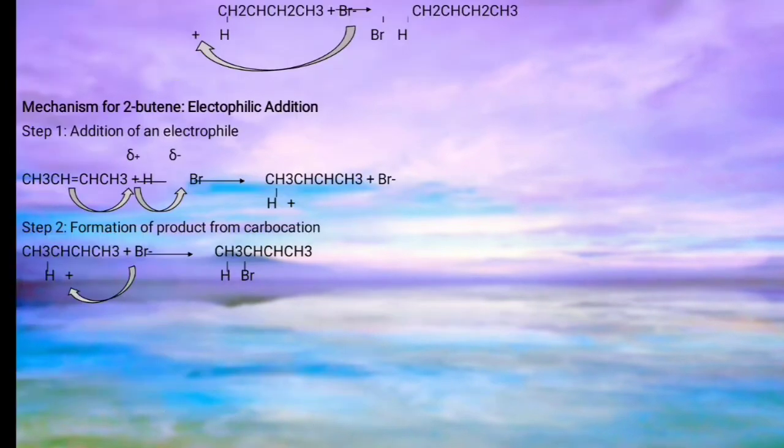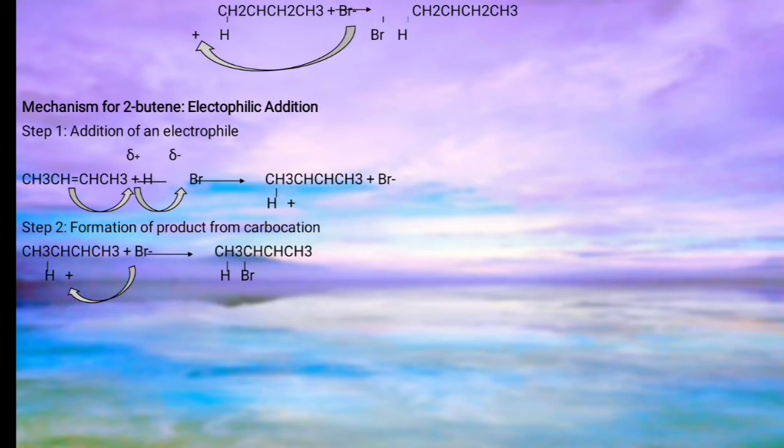Next, for 2-butene, electrophilic addition. Step 1, addition of an electrophile. When the polar hydrogen bromide approaches 2-butene, which is a symmetrical molecule, the pi electron of the double bond will attack the positively charged hydrogen ion H+, and the bond will be polarized, and the hydrogen will attach to one of the carbons and cause the other carbon to form a carbocation. This process also causes a nucleophile Br- to form.